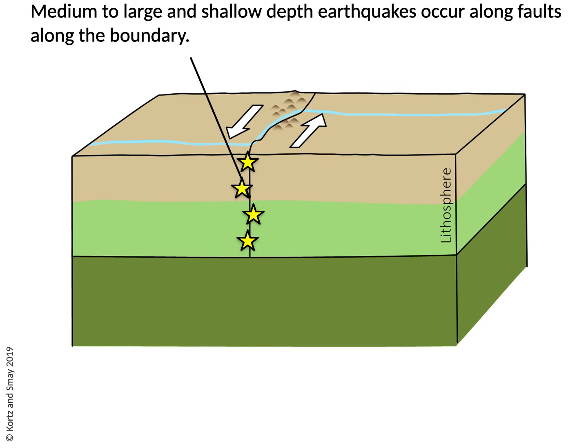Medium to large size or magnitude earthquakes, and those that are only at shallow depth, occur along faults that are related to transform boundaries. So nothing really big and nothing really deep tend to happen as far as earthquakes at transform boundaries, but earthquakes are very common.